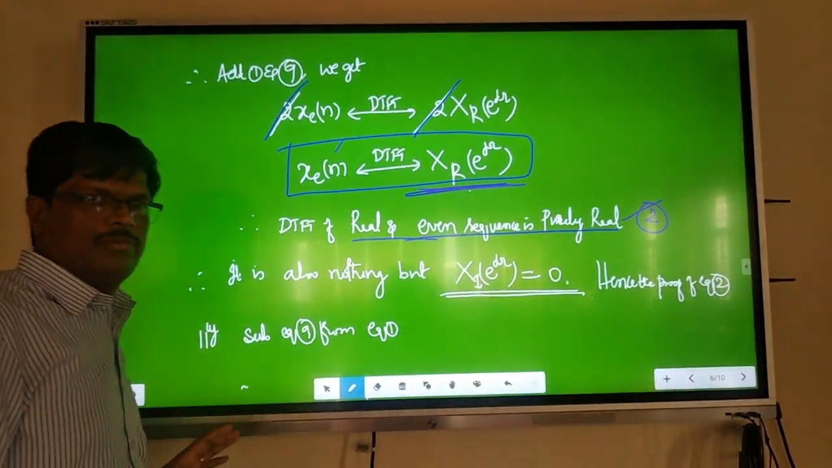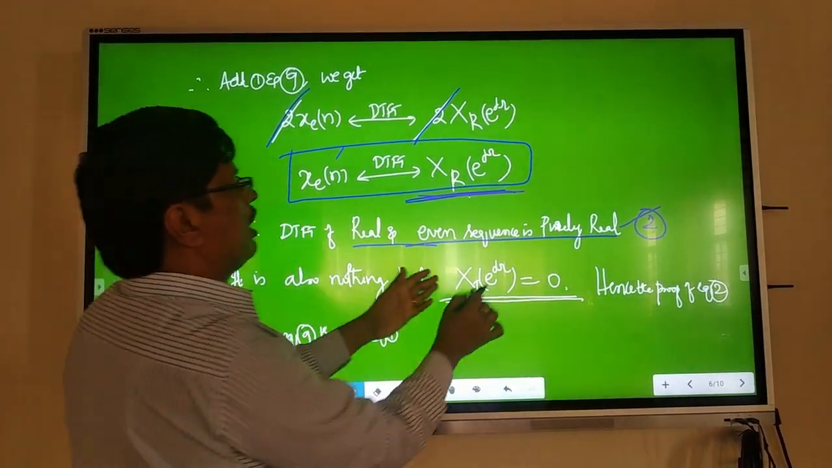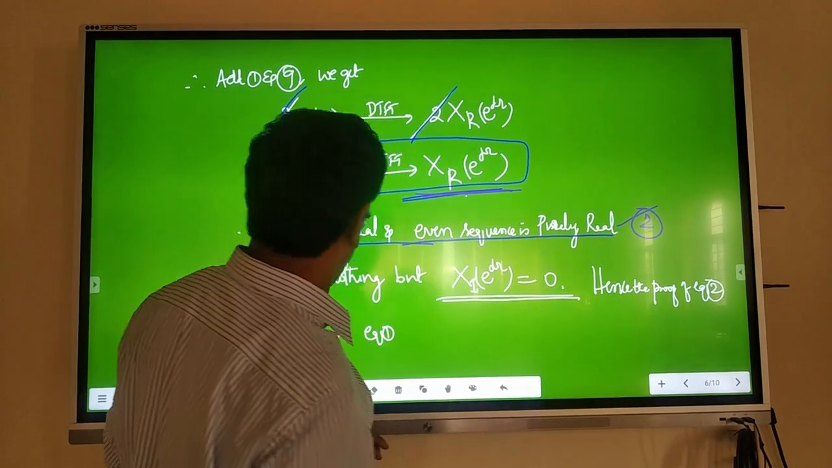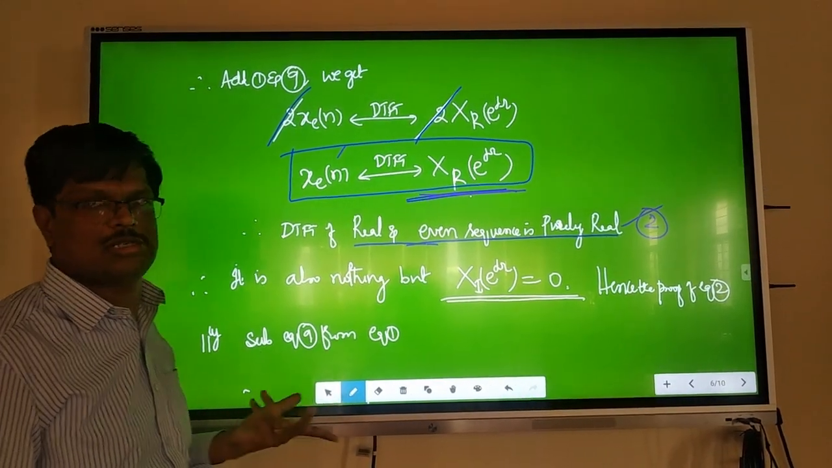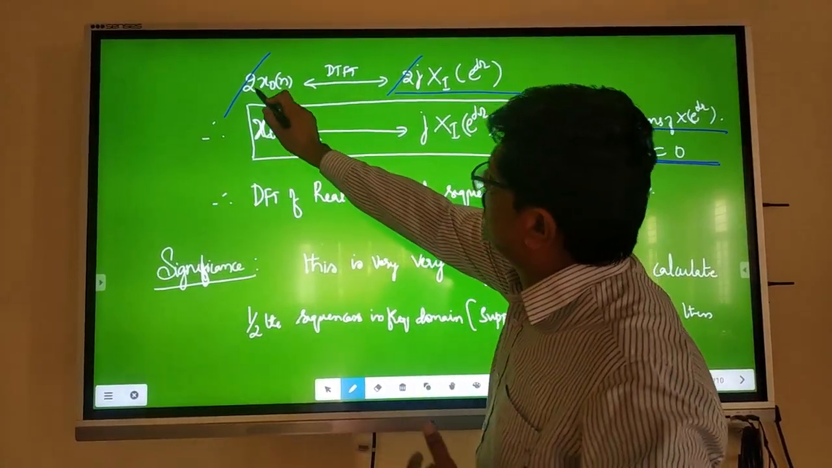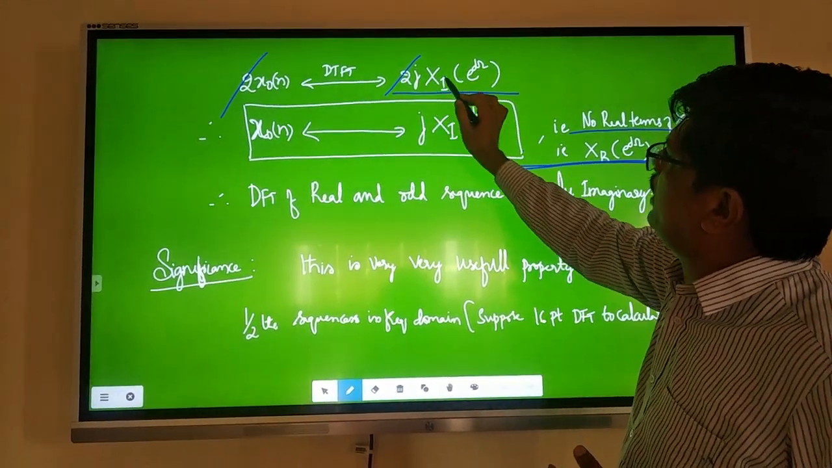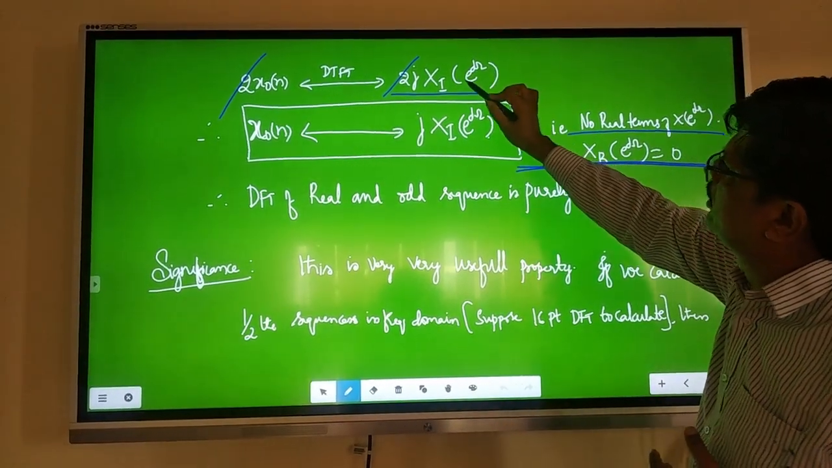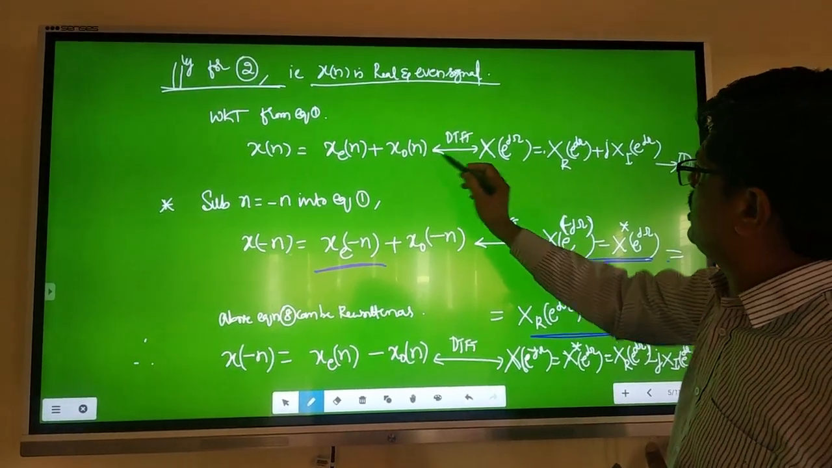2 is true. Similarly, 3. For 3 only one change. No imaginary terms. Hence the proof. Then, if you want the third one, subtract 9 from 1. Subtract equation 9 from 1. What will happen? Similarly, 2x_o of n DTFT, we will get 2j into x_i, imaginary terms, we will get x_i of e power j omega.